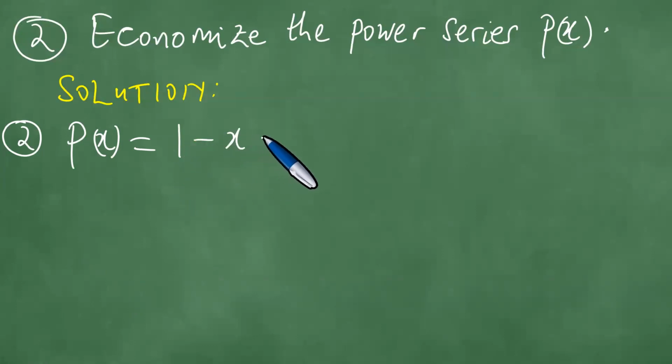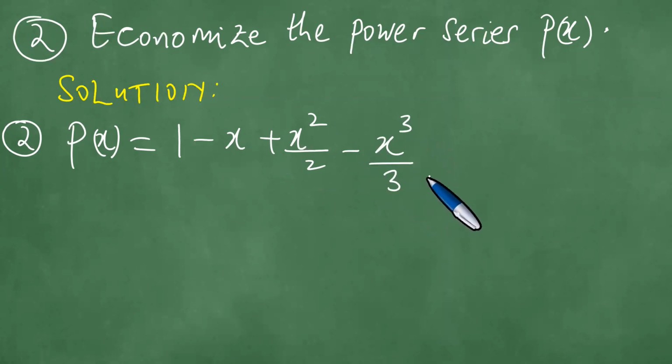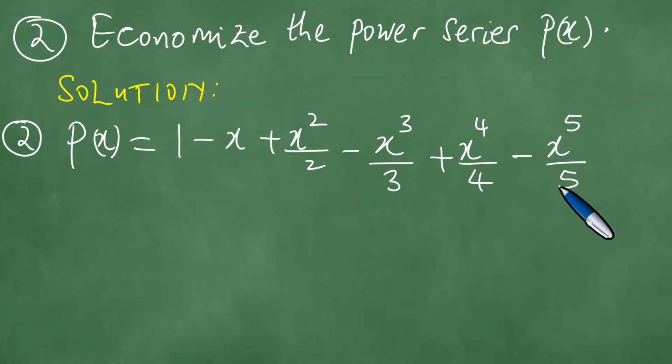One minus x plus x squared out of 2 minus x cubed out of 3 plus x to the 4th power out of 4 minus x to the 5th power out of 5.